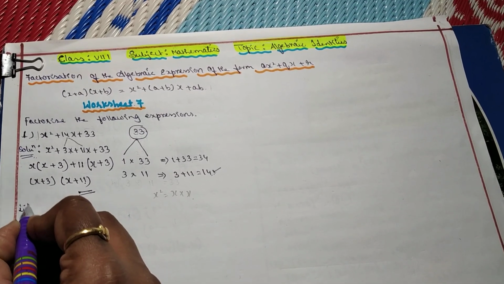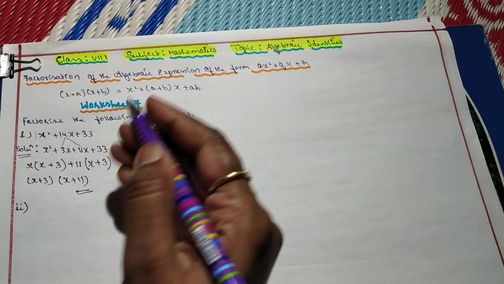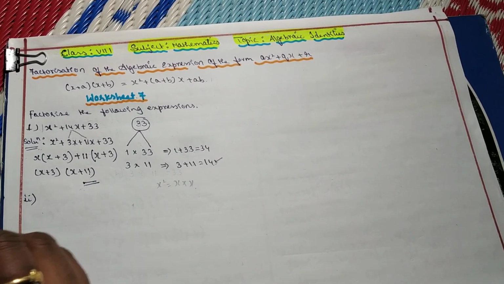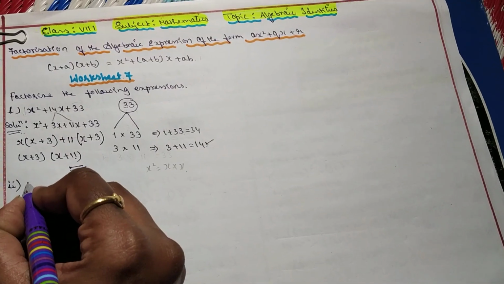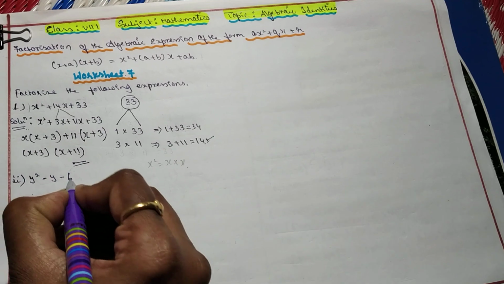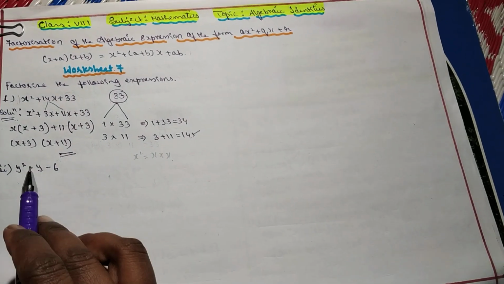Now we'll have a doubt, madam, here if we have a minus, what to do? So let me explain step by step by solving all the questions from this worksheet, children. So y² − y − 6, right? What is the first step? There are only 3 steps, children.